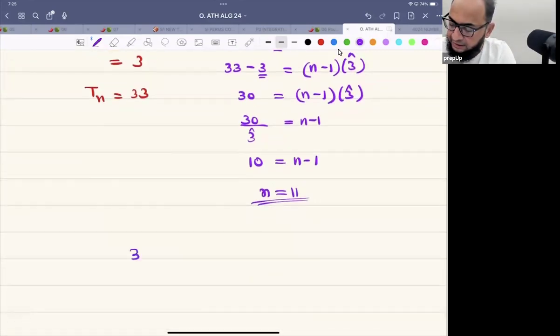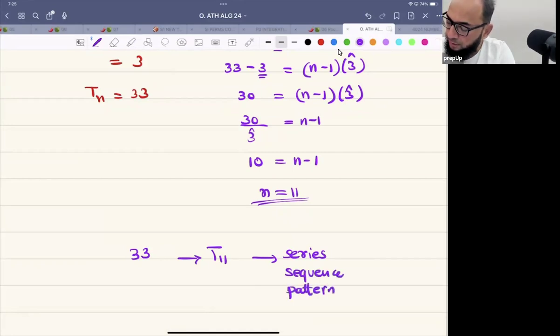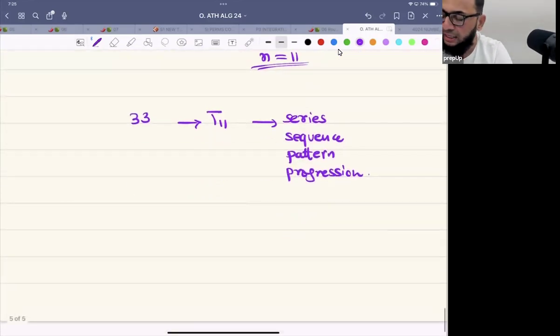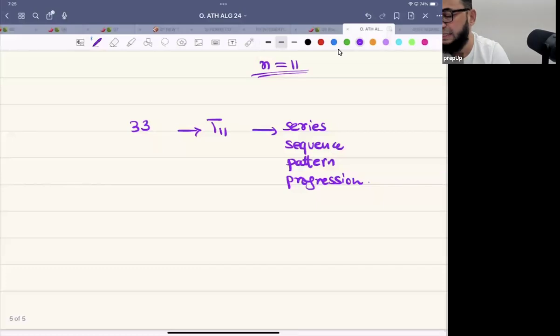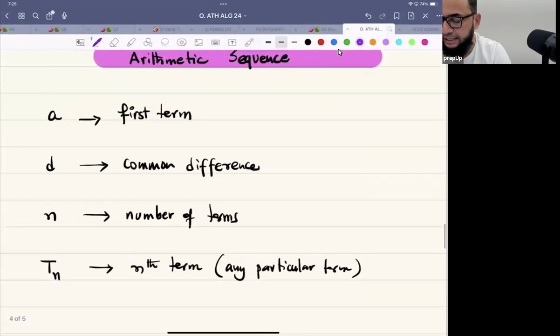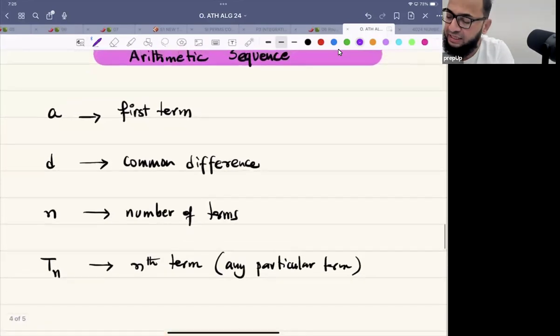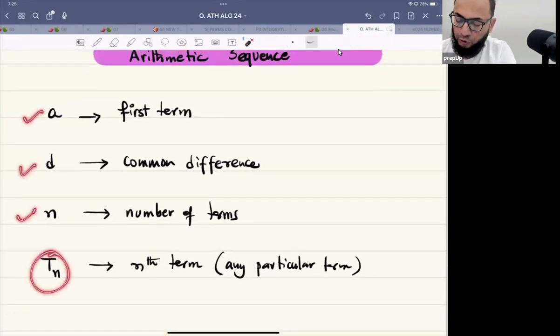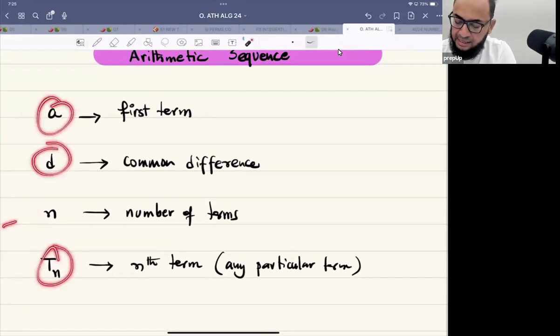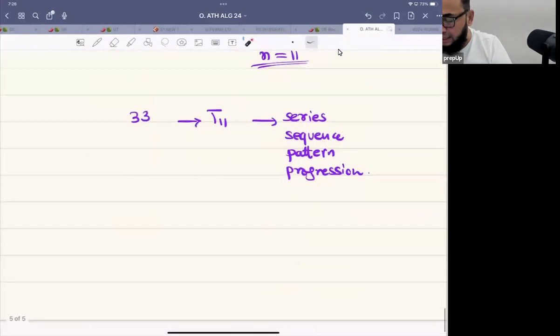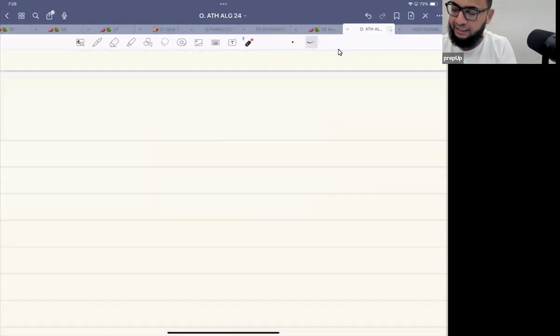In other words, 33 is the 11th term of this progression, of this series, of this sequence, of this number pattern. Series, sequence, pattern, progression. These are the different terms that are being used. So that is the basic idea of such an example. I can use any one of these. If three are given, I can find the fourth one, and so on. So that is the basic idea of this thing.